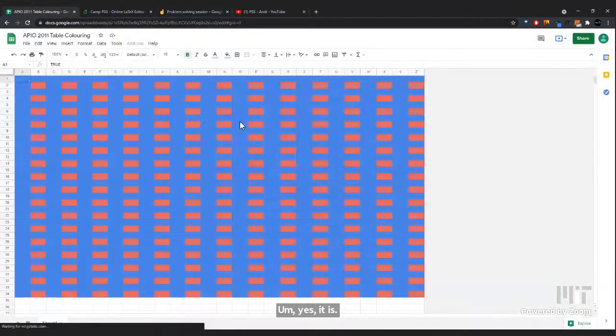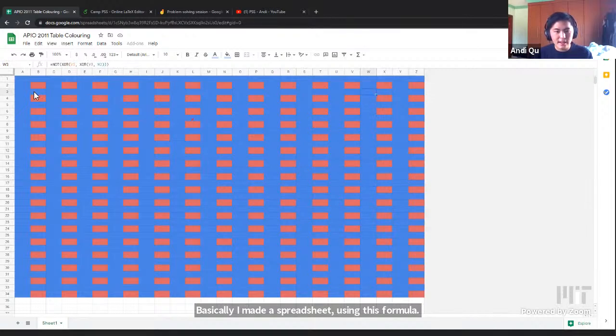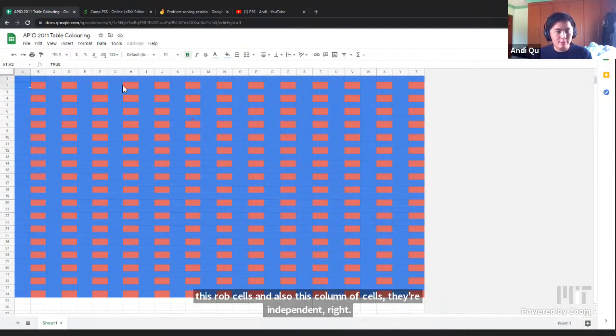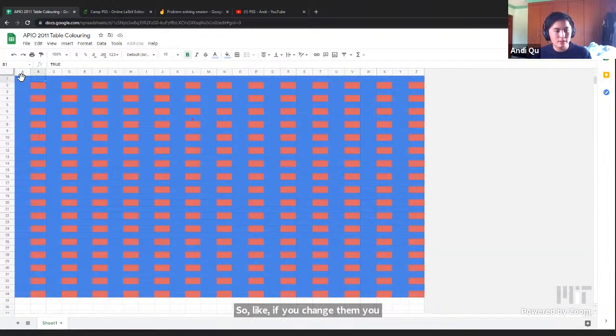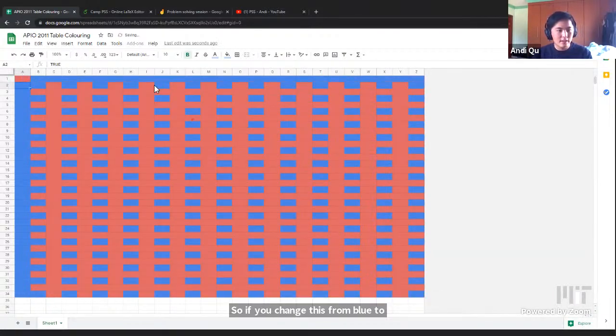So yeah, basically I made a spreadsheet using this formula to show you what happens. One thing you can notice is that the top row of cells and also this column of cells are independent, right? If you change them, you change the entire rest of the board. So if you change this from blue to red, then the rest of the board changes, but these don't change.